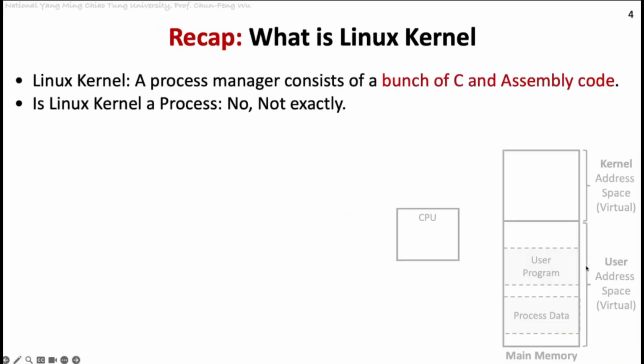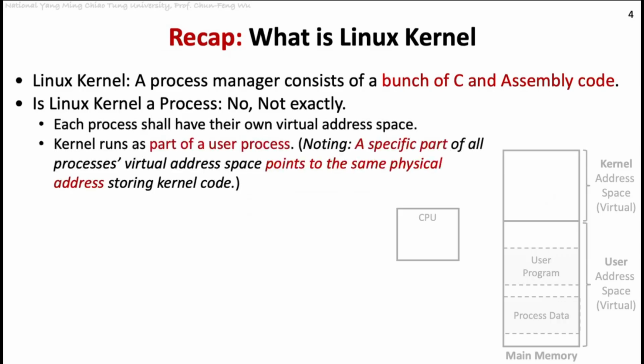So the next thing to recap is the Linux kernel part. The Linux kernel is a process manager, consisting of a bunch of C and assembly code. People are usually curious about whether the Linux kernel is a process. I would say no, not exactly a process. The reason is that when we talk about a user process, it should have its user address space. Okay, so we talk about the virtual address space part. We will not go through it today.